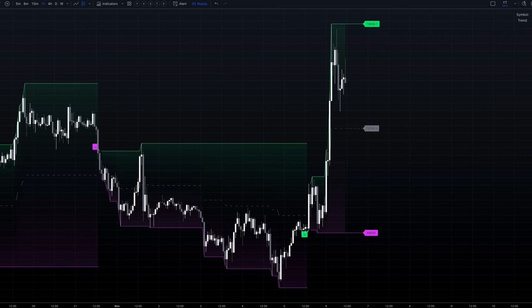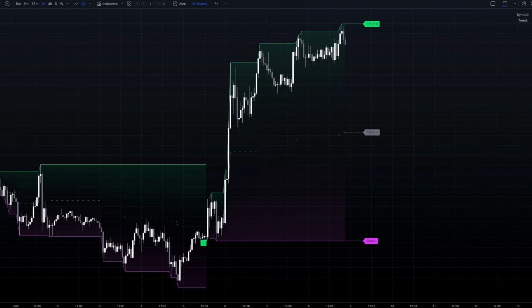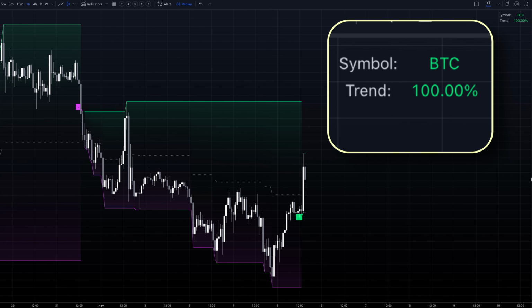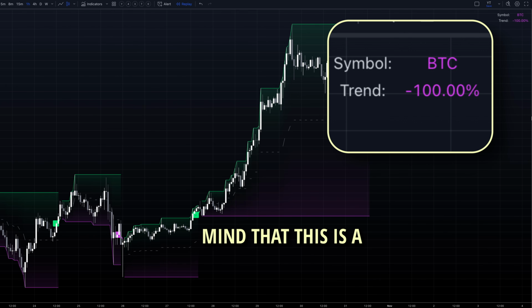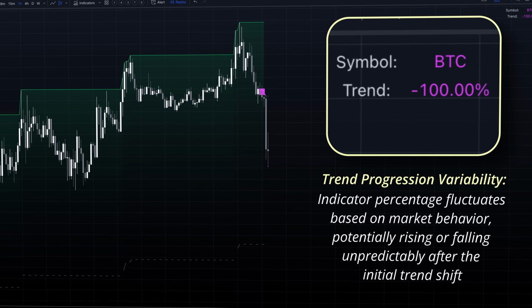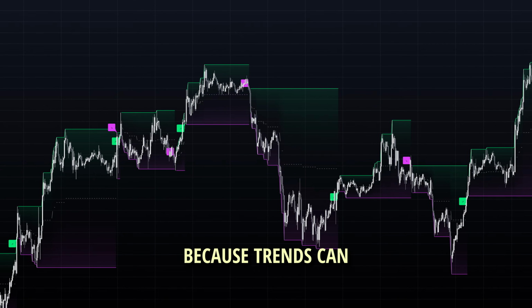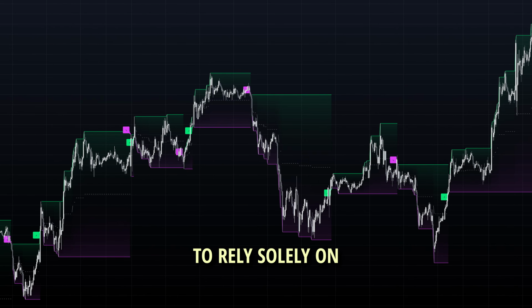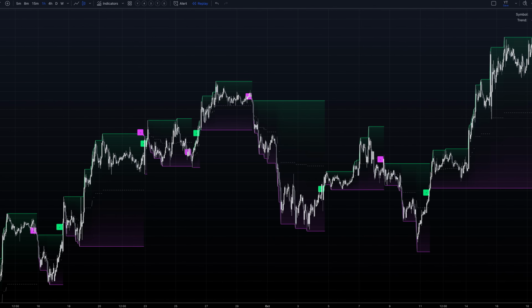The indicator also tracks trend strength in real time by calculating the percentage difference between the number of candles closing above and below the midline. A small table in the top right corner of the chart displays the current trading symbol and trend strength. Initially, this will show 100% on the first candle after a trend shift signal appears, indicating the trend has just changed. However, keep in mind that this is a common market behavior and you'll see such signals all the time. The percentage may vary quickly, showing 100% on the first candle, then dropping to 80% or lower on the next. Because trends can shift unexpectedly, it's important not to rely solely on this figure. Always seek additional confluence in your trading setup and avoid depending on a single indicator.